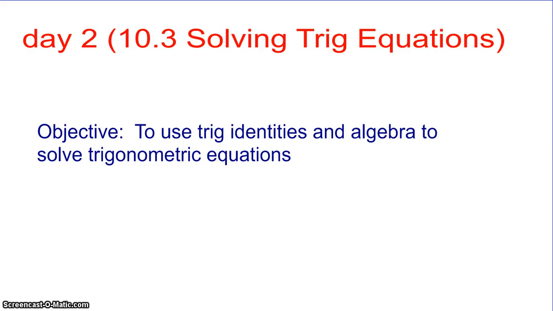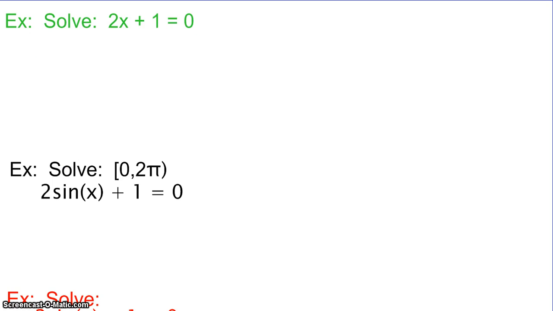Alright, so today we're going to start section 10.3, which is solving trig equations. So our objective is to use the trig identities and some algebra to solve trigonometric equations. This is where we're also going to have to understand the verifying and the simplifying that we did in the previous two sections. Okay, so first, solving a basic equation.